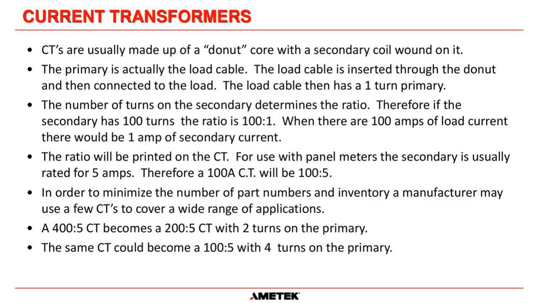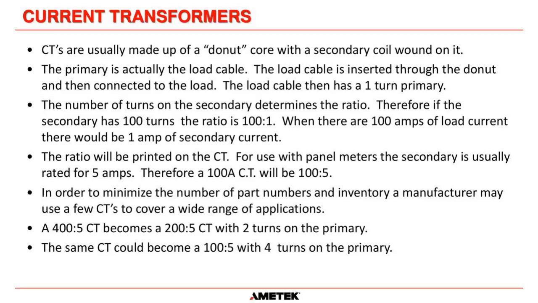With CTs, the primary is actually the load cable. The cable is inserted into the donut and then connected to the load. The load cable then has a one-turn primary. The number of turns on the secondary determines the ratio. Therefore, if the CT has 100 turns, the ratio is 100 to 1. When there are 100 amps of current, there would be 1 amp of secondary current.